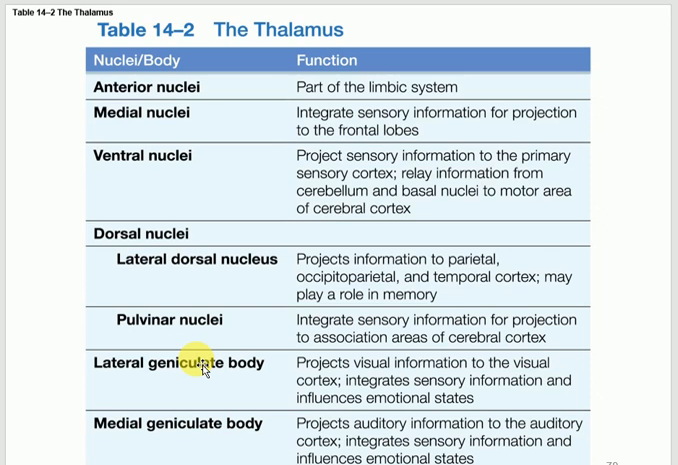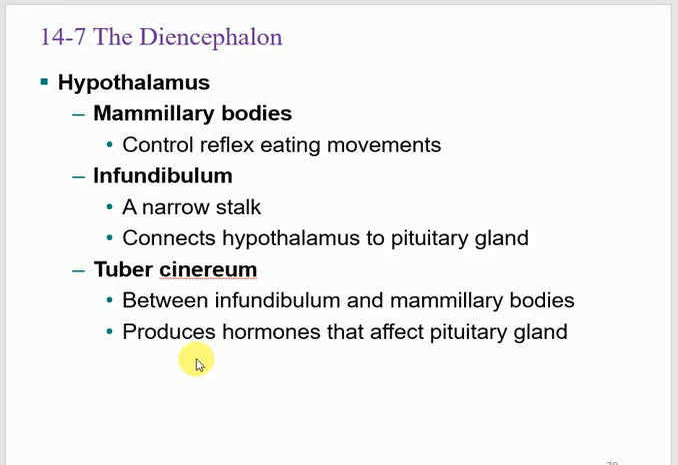Remember that the ventral one is the one that acts as a relay station, and this is the most important one. Yeah, anterior is part of the limbic system, medial is for sensation, integration, and so on. But the bottom line, what you cannot forget, is the ventral nucleus relaying sensation going up to the brain. Also, the medial and lateral geniculate bodies. The medial is for auditory and the lateral for vision. More than enough.